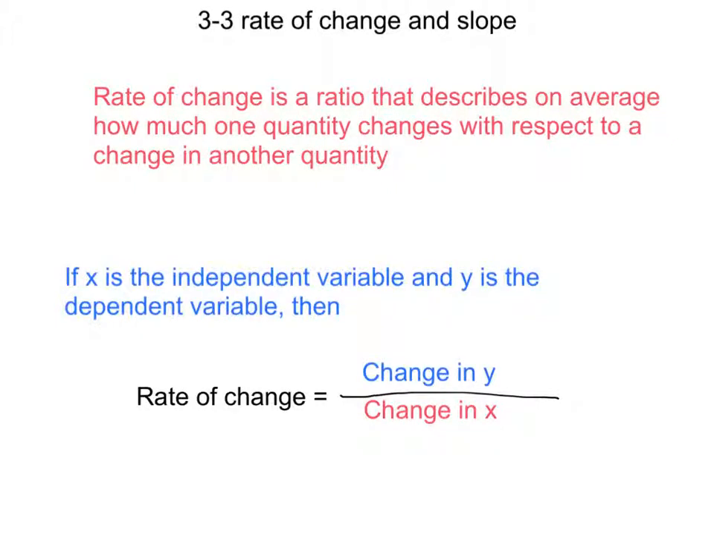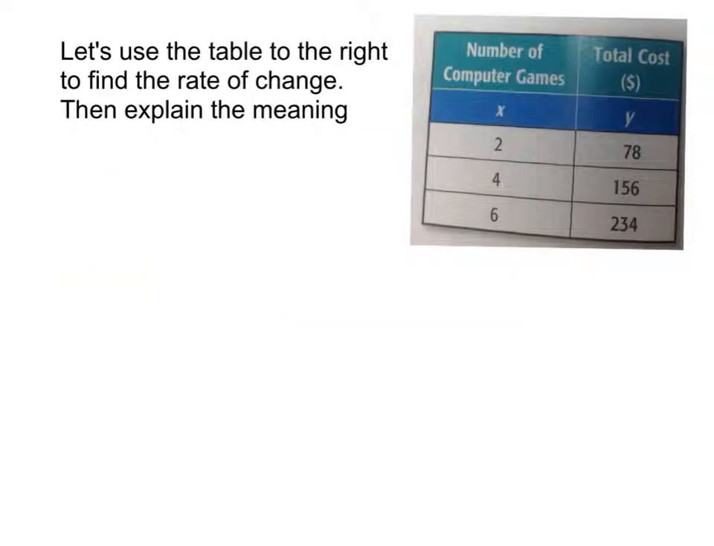3-3, rate of change and slope. Rate of change is a ratio that describes, on average, how much one quantity changes with respect to another. So if x is the independent variable and y is the dependent variable, then rate of change equals the change in y's over the change in x. So let's use the table to the right to find the rate of change.